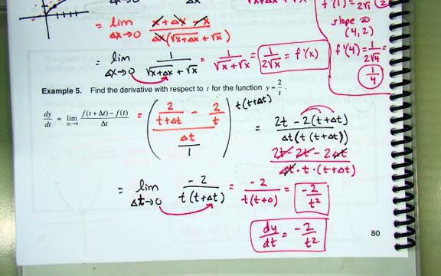Did you guys get lost anywhere along the way there? You should write it. Again, you could just write y prime, or you could write f prime. But since they used the dy dt notation, I'm just going to stick with that notation. All right, questions?